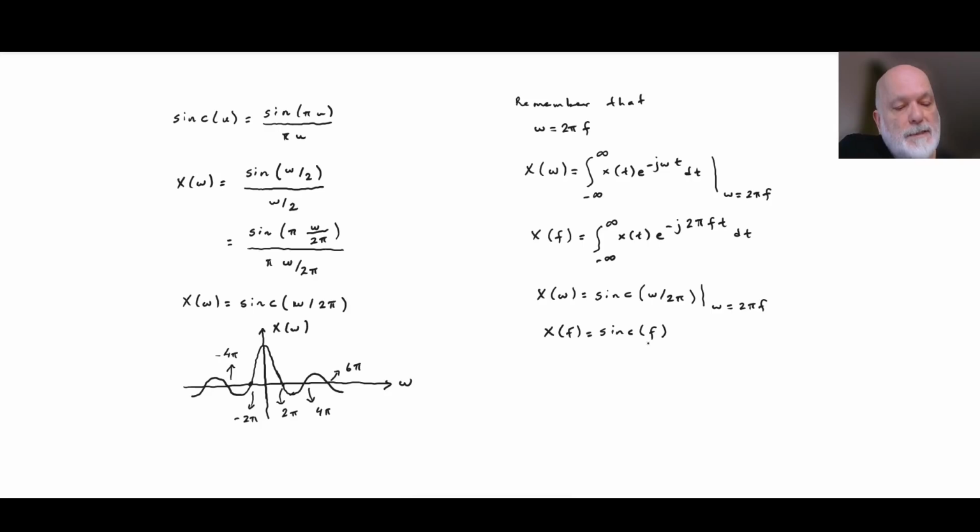Okay, so this is also a point we have to note, because the Fourier transform given as a function of f is also common in the literature.